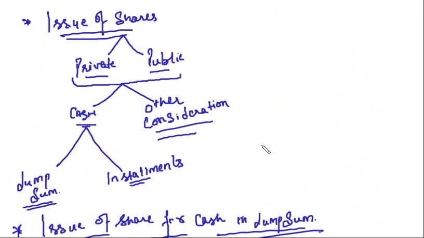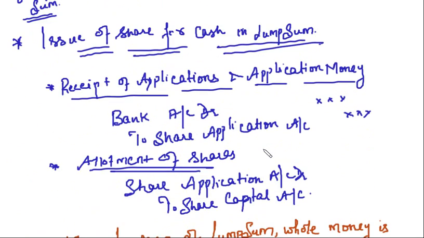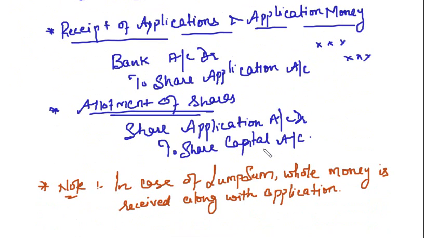How we issue shares, private or public. Then we can issue it for cash or consideration other than cash. If we talk of cash, the shares can be issued in lump sum or in installments. Then we started with issue of shares for cash in lump sum. Right? In this case, I told you first we will call for applications from the people, and along with the applications, I will ask them to pay the money. That is called application money.